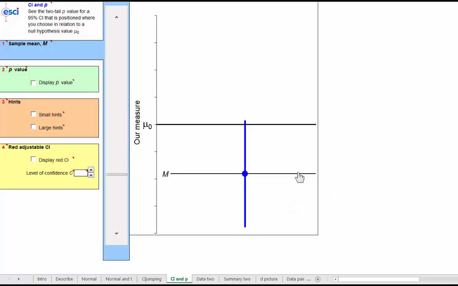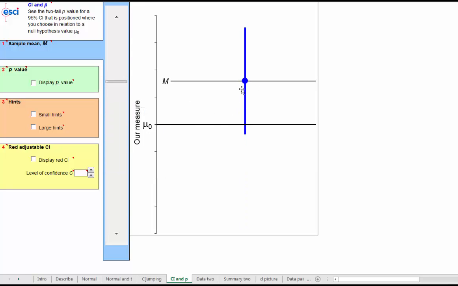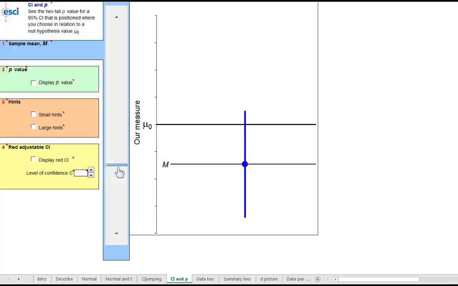Here's another way to play around with the relation between a 95% confidence interval and the p-value. I'm at the ESCI page C, I, and P, and I can use this big slider to move our 95% confidence interval here to any position I like in relation to the fixed null hypothesis value. So in this position, I know the p-value is a little greater than 0.05, and the mu-naught value is not as far back as 1/3 of MOE, so I've got a value of maybe round about 0.1, turn on the p-value, 0.11.